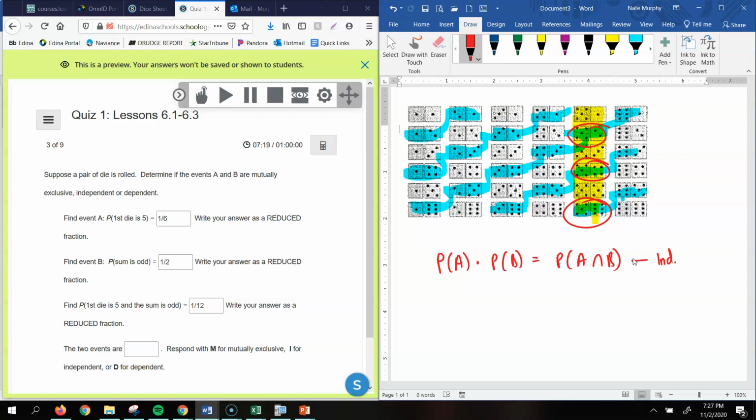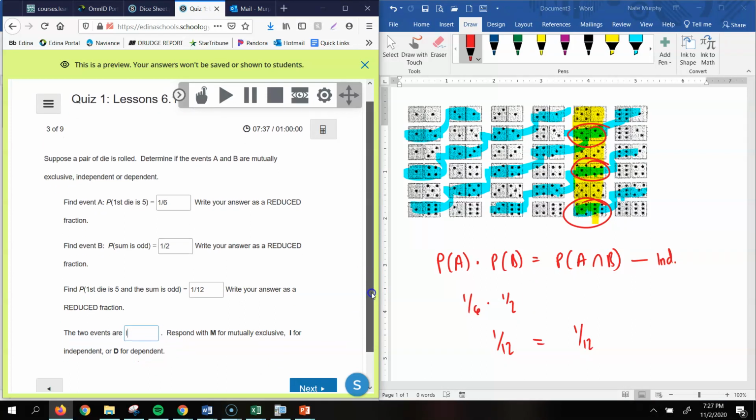of A and B. So we found the probability of A to be 1/6. We found the probability of B to be 1/2. And if you multiply those together, we get 1/12. And we found that the probability of A and B happening at the same time was also 1/12. Sure enough, they are equal to each other. So we are going to type in just the letter I for being independent.